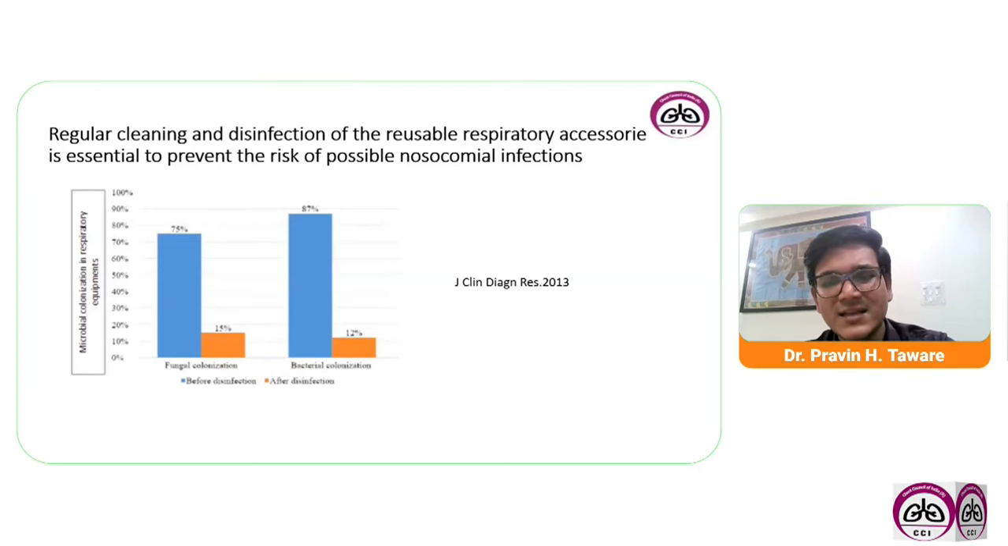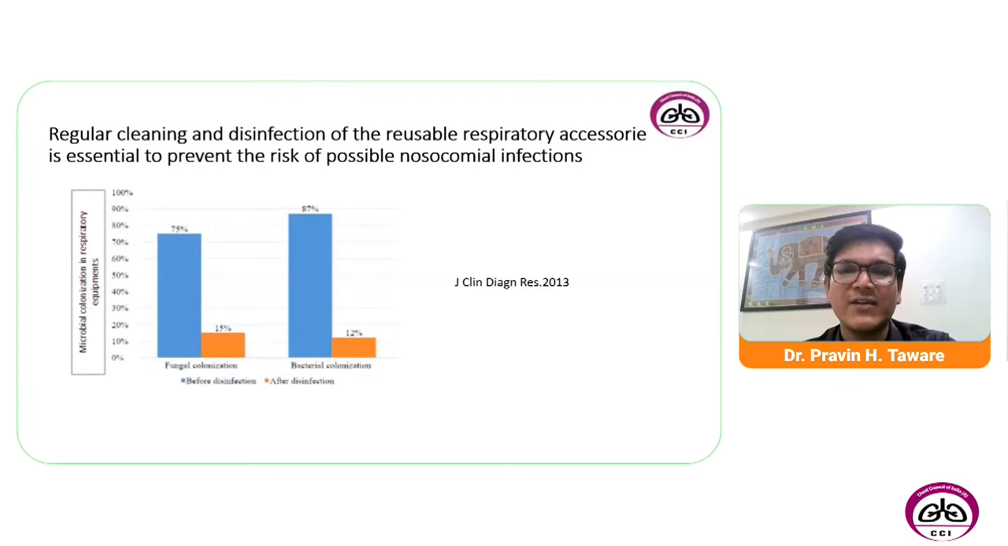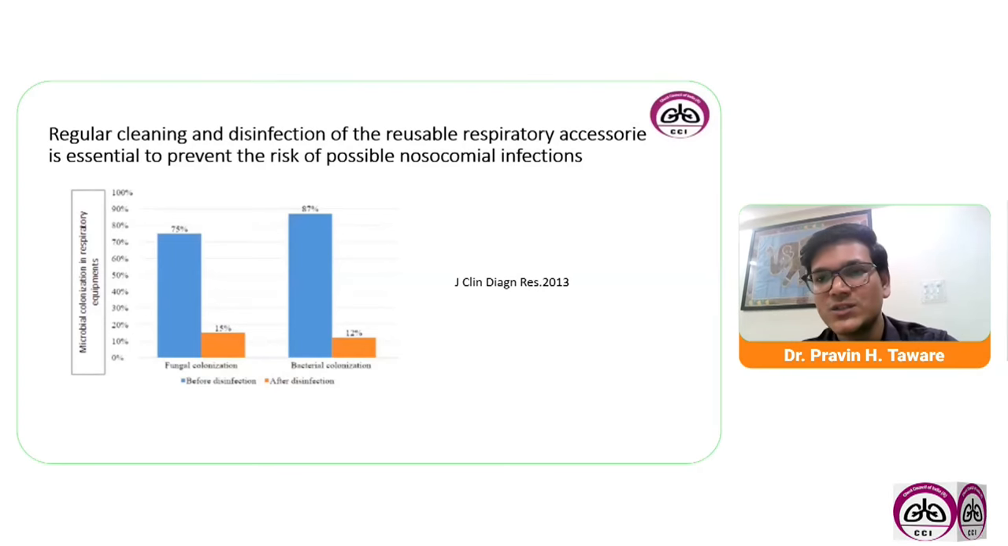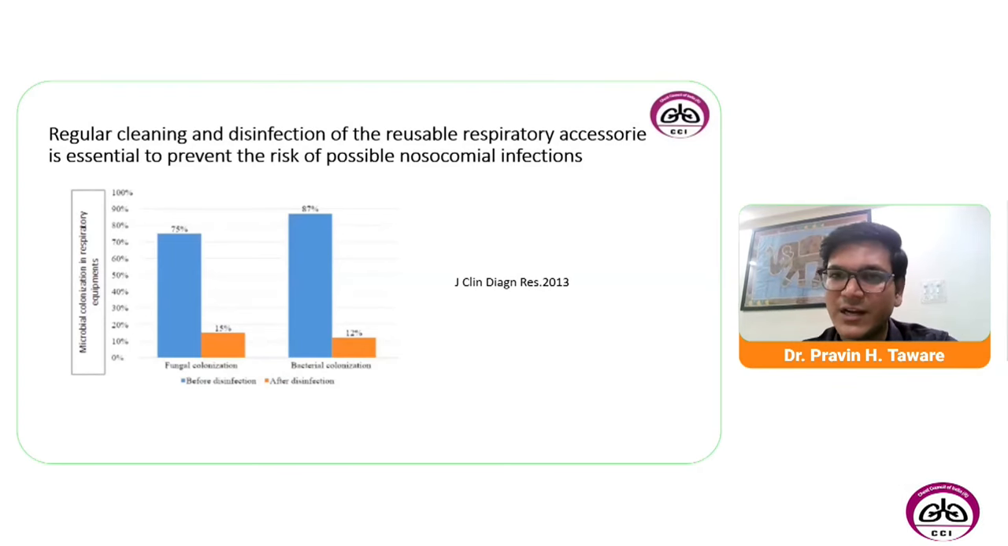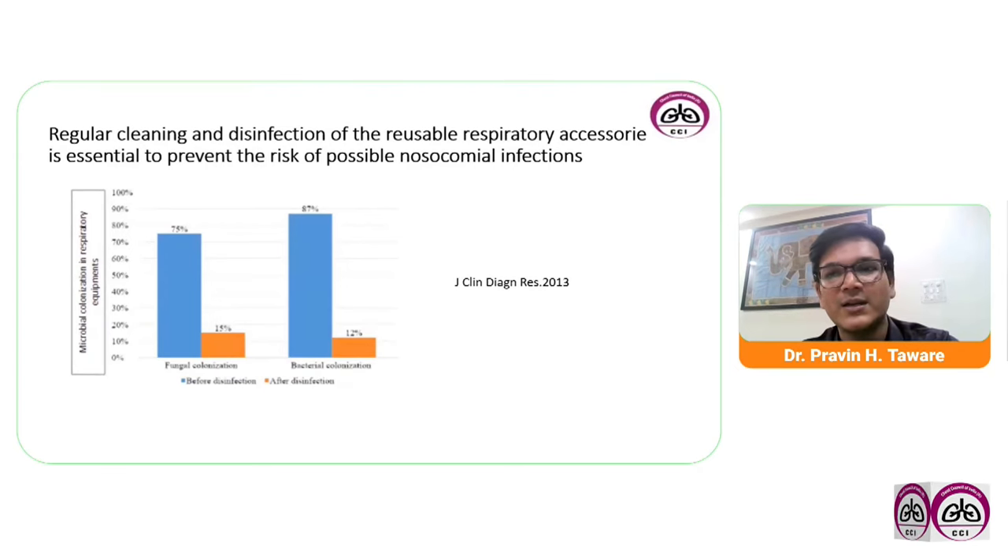As you see in this study done in 2013, fungal colonization has gone down from 75% to 15%, and bacterial colonization from 87% to 12%. So to summarize, nebulization therapy is most commonly used in ICU, you can use it at home, and when the patient is having severe obstruction, and our most commonly used nebulizer will be the jet nebulizer, which is easily available. And cleaning is very important when you do nebulization, be it at home, be it in ICU. You need to avoid nosocomial infection when you do nebulization therapy. Thank you.